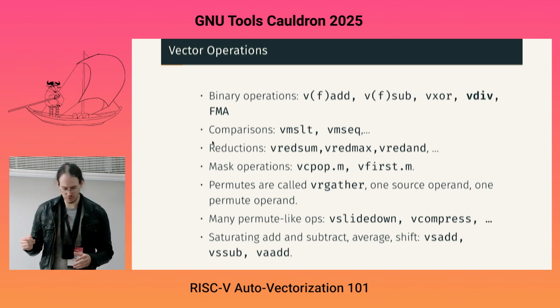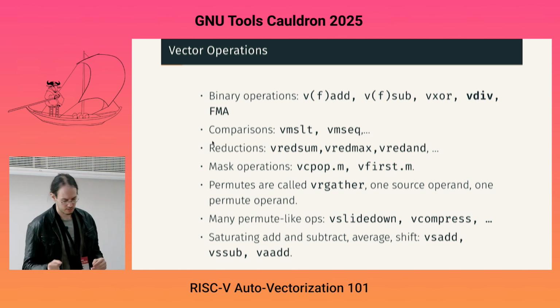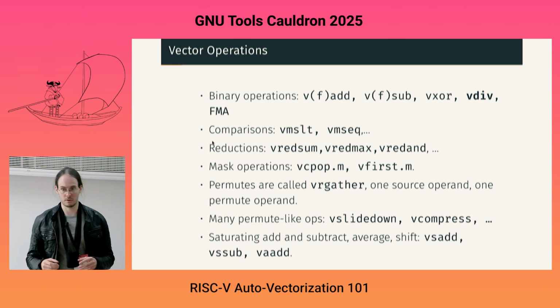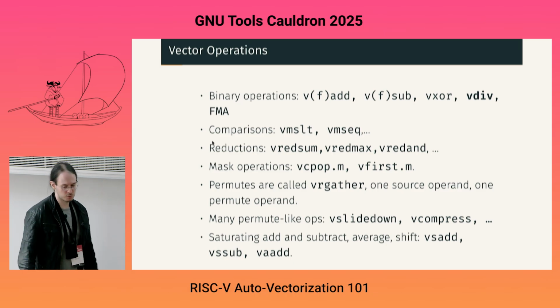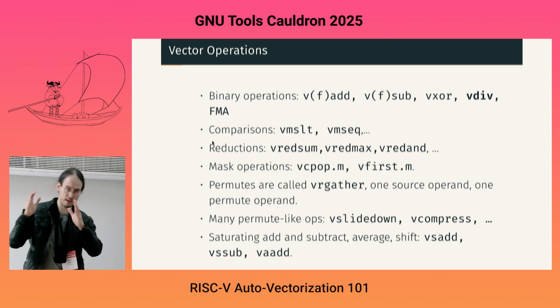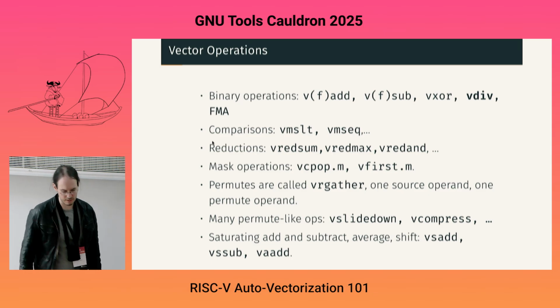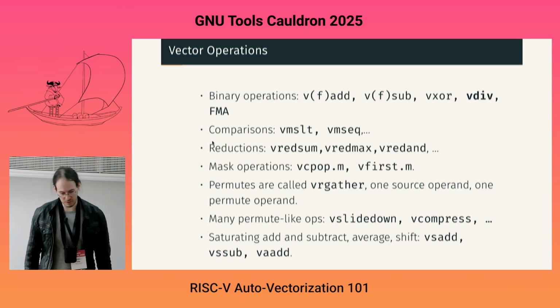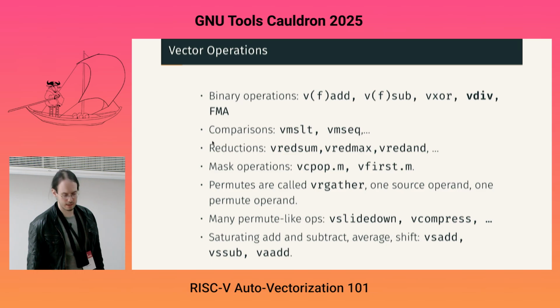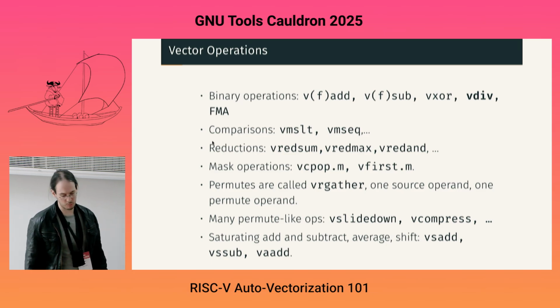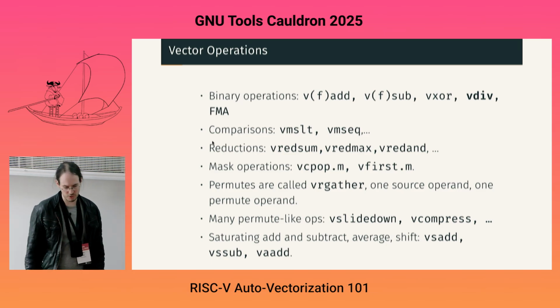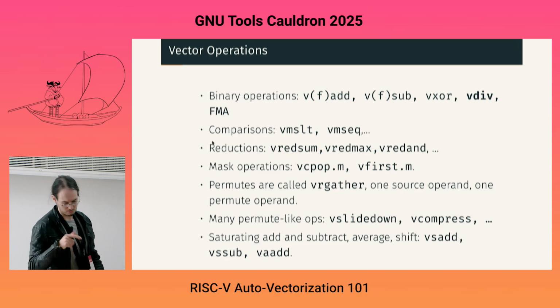They take one source operand and one permute operand. And then we also have lots of different other permute operations, like a slide down, a slide up, a compress, and so on, but we don't need to go into detail. Then there's also a bit of a special thing that our vector spec has, saturating arithmetic, namely addition, subtraction, and shift. These are called vector saturating add, no surprise there.